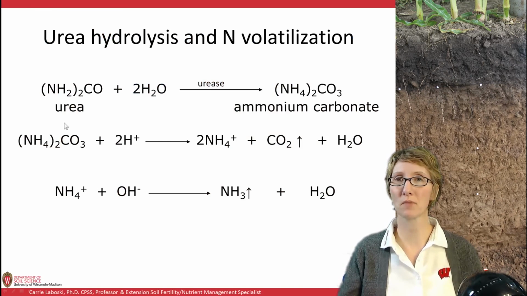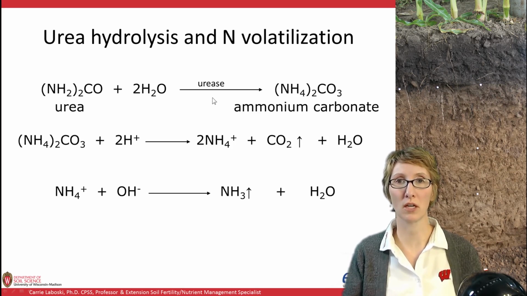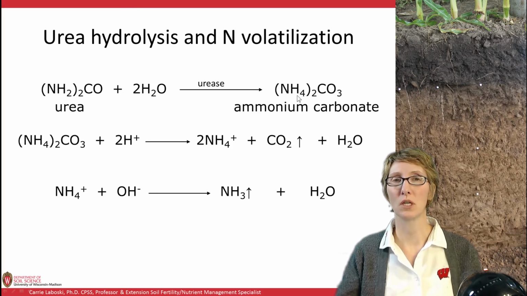Here we have the urea molecule. It needs to be decomposed. In order to do that, we need the urease enzyme. This enzyme is ubiquitous in soil and crop residue, so it doesn't take a lot to convert the urea so that we ultimately are producing ammonium.